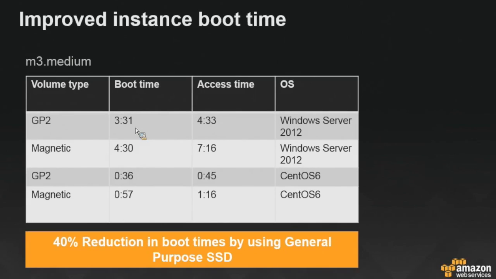So if we take a look at the Magnetic boot time, it was 4 minutes and 30 seconds. If we look at the GP2 boot time, it was 3 minutes and 31. But what's even more interesting is the access time. When is the system ready to be used? When is Windows fully booted and available? And that drops significantly, a 40% reduction in boot time. So if you haven't done this already and you have some older AMIs in your environment, you should make sure that you're using GP2 volumes to boot those instances.